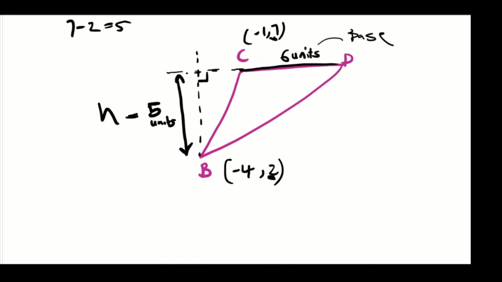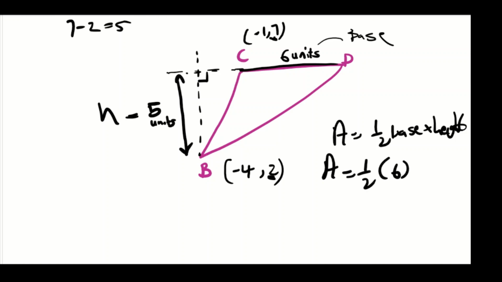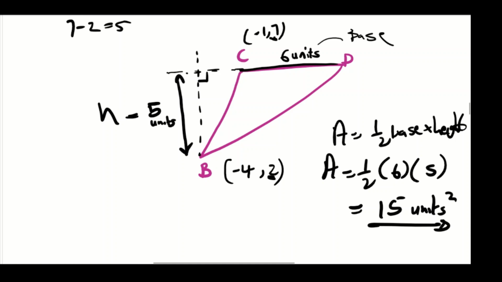We have the perpendicular height, we have the base of 6 units, so this would be the base. So the area is equal to half base times height, of which area is equal to half. Our base is 6 units, our height is 5 units, which would give us 15 units squared. So that would be the area of our triangle BCD.